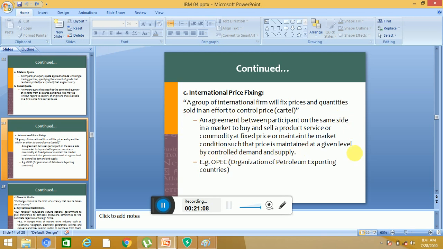Keep in mind that for OPEC countries, there is a quota that you can export this much oil to other countries, not more than that. And the price is the same all over the world for petroleum products.